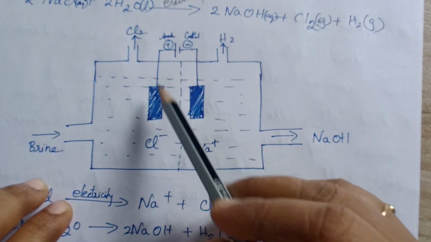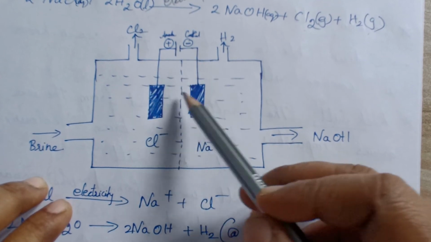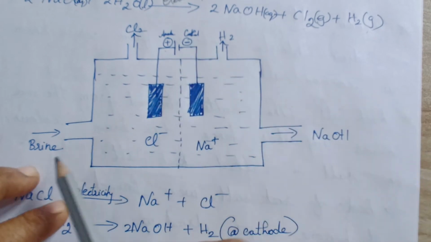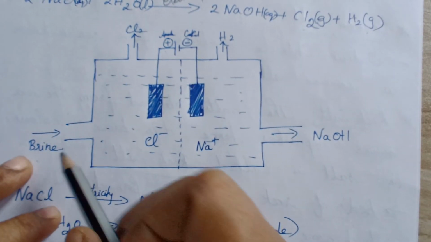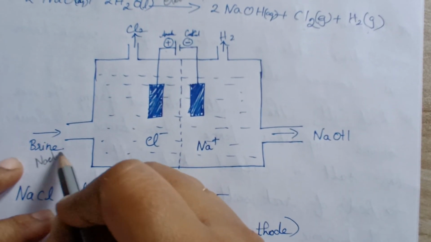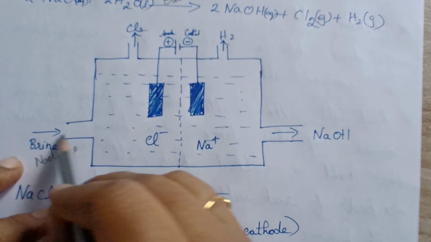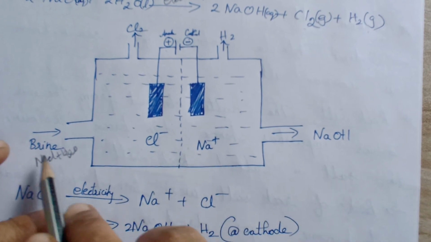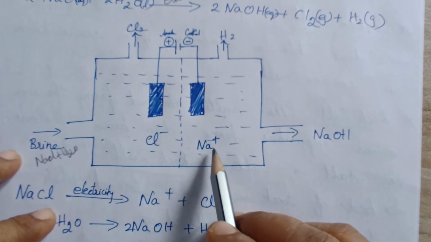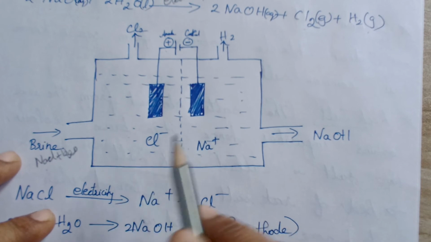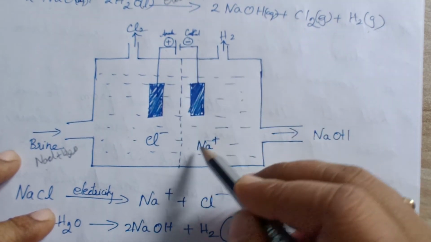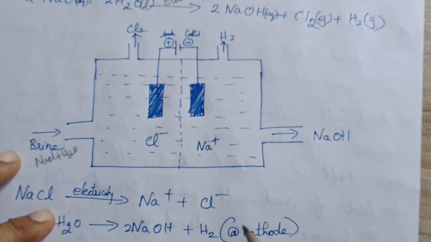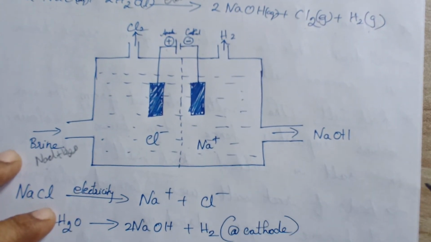The electric power is connected to this in the form of a battery. So this is the anode, this is the cathode. When the brine solution, brine means what? It is NaCl plus H2O. When it is passed inside, this NaCl decomposes to form Na+ and Cl-. Na+ is attracted to the cathode and Cl- is attracted to the anode, right?